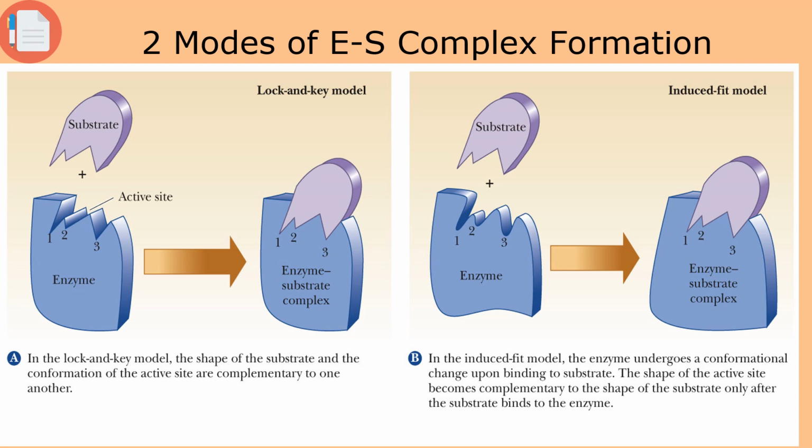So in the lock and key model, the shape of the substrate and the conformation of the active site are complementary to one another, like how a key exactly fits into the lock. In the induced fit model, the enzyme undergoes a conformational change upon binding to the substrate. The shape of the active site becomes complementary to the shape of the substrate only after the substrate binds to the enzyme.